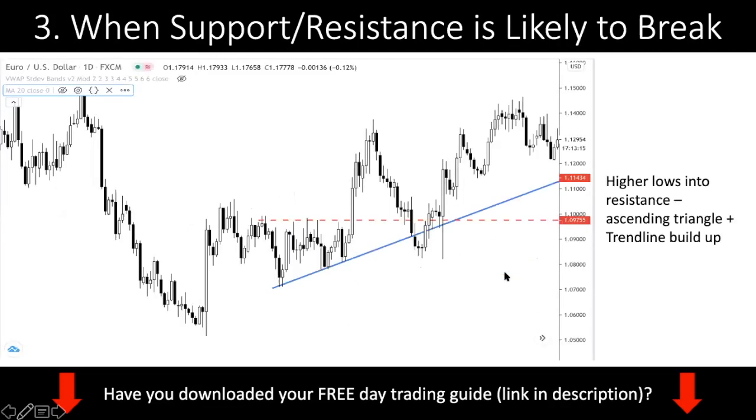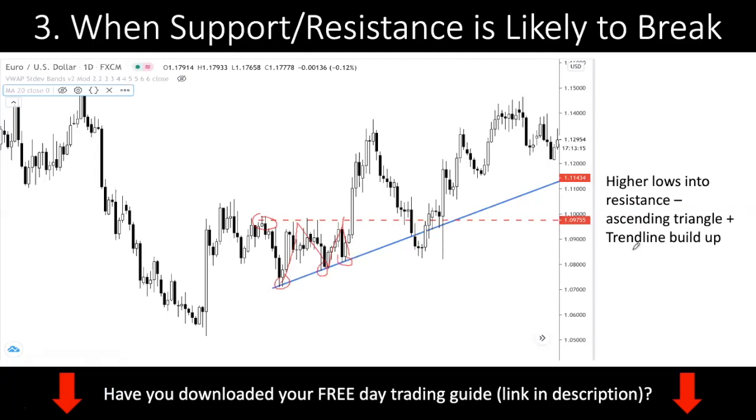So this one over here is actually an ascending triangle. Let me show you. You have the resistance over here, and then you have the higher lows being created over here. You can see price goes up, bounces. That is how you identify that this level is about to break. You have higher lows into the level. In this case, you also see a very nice ascending triangle.